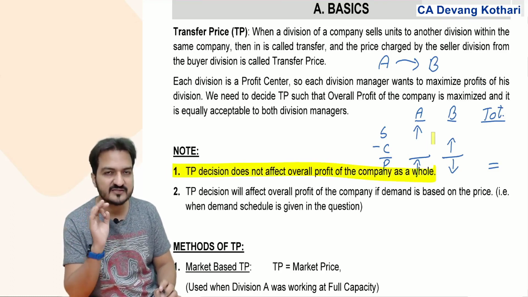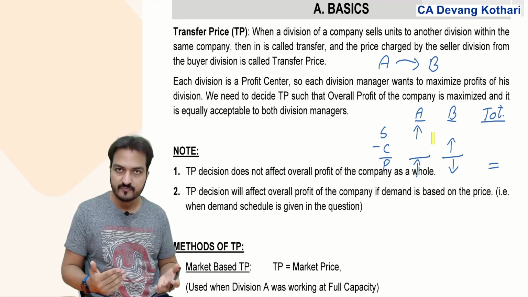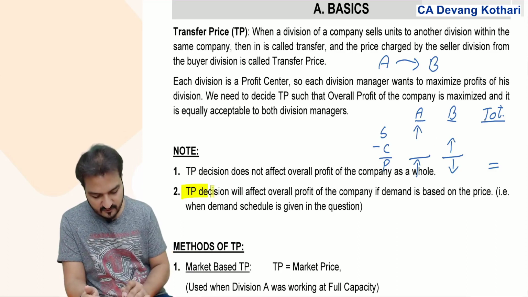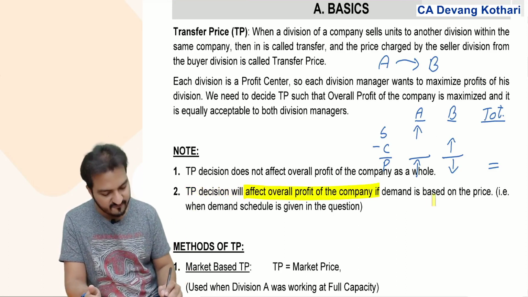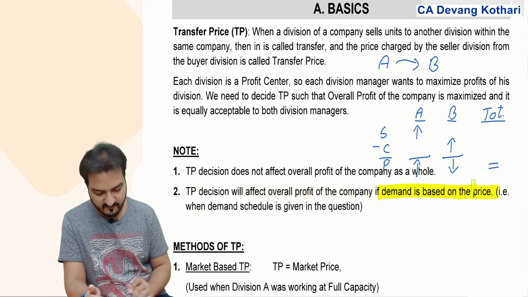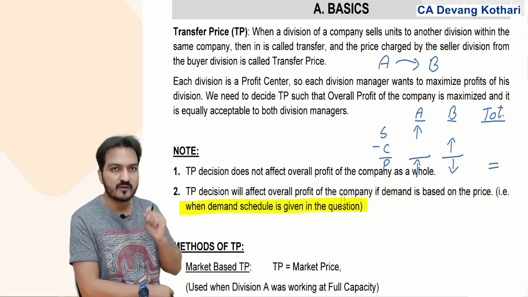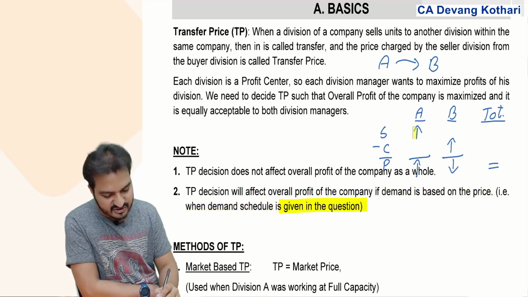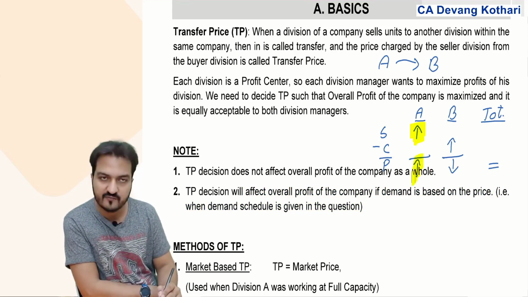But in some cases, this basic rule will be violated. In some cases, the transfer pricing decision will affect the overall profit of the company if demand is based on price, that is, if a demand schedule is given in the question. Why? Think about this. If division A charges more transfer price, then there is more profit for division A.